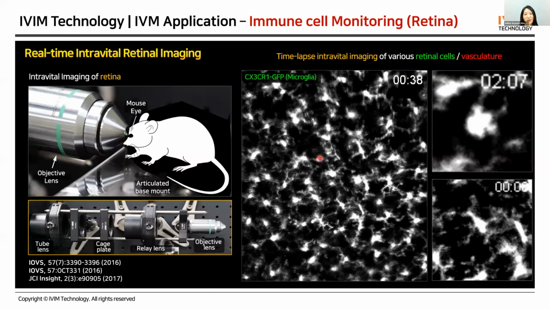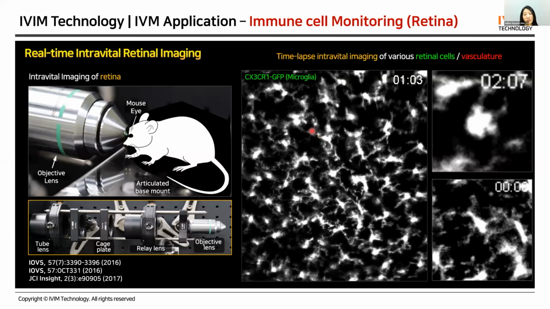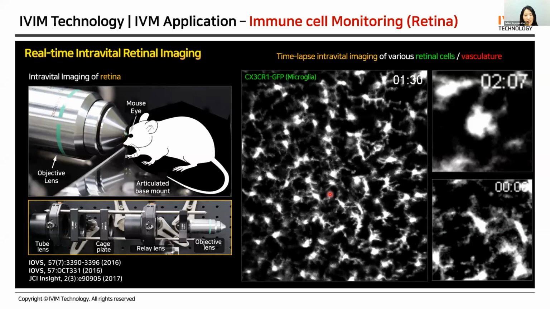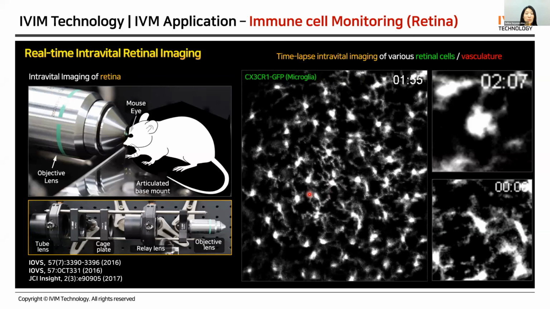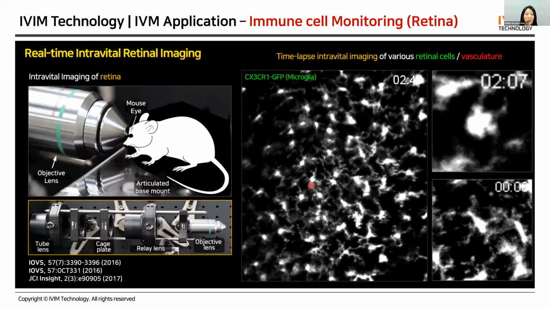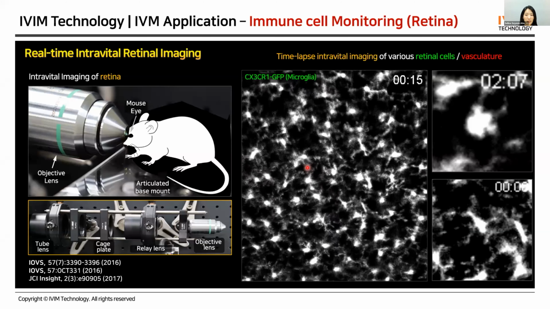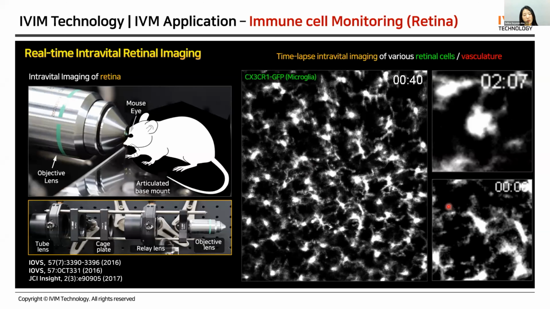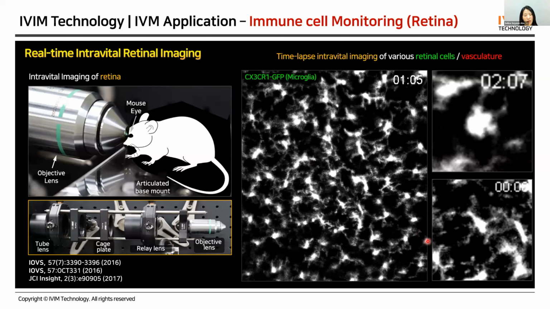So this is the real-time movie of the microglia cell dynamics in the mouse retina. We can analyze the movement activity of the microglia cell in real time and can measure the dendritic movement velocity in the normal and also drug-treated mouse retina as well.